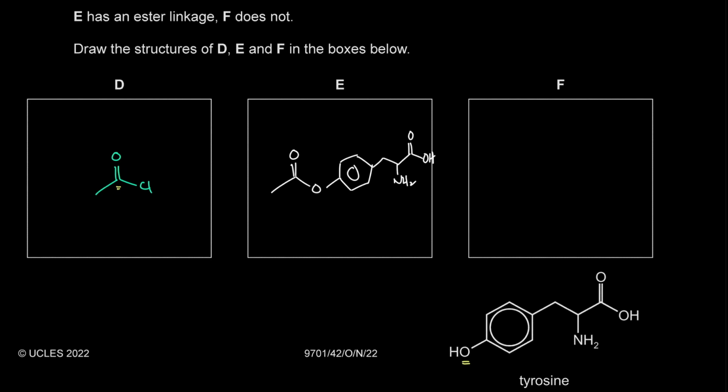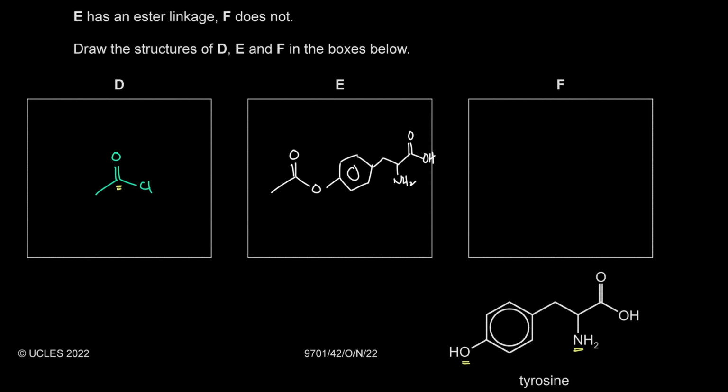Compound F does not have an ester linkage, however, it does have an amine. So it will form an amide with the acyl chloride. That's also a condensation reaction similar to esterification. When we get an amide, the nitrogen from the amine bonds to the C double bond O from the acyl chloride. Again, the acyl chloride loses Cl and the amine loses its H.